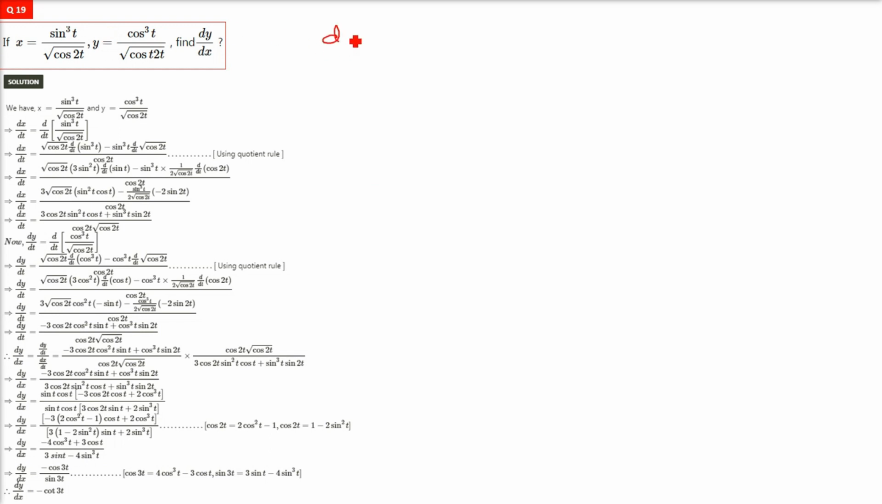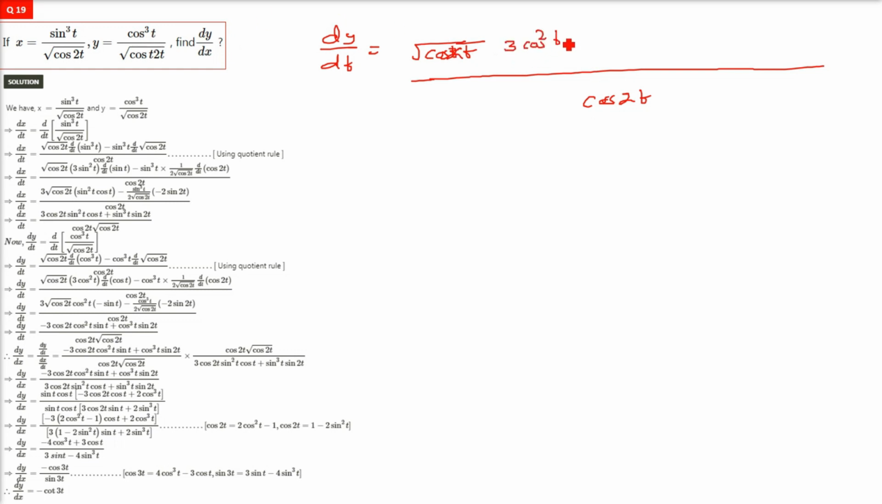Coming to y. So dy by dt will be equal to what? This is going to be in the denominator cos 2t, because it will be squared. I am using the quotient rule. Under root cos 2t will remain like this, and then we have the differentiation of cos cube t. It will be 3 cos square t. Differentiation of cos t will be minus sin t. Please remember minus sin t.